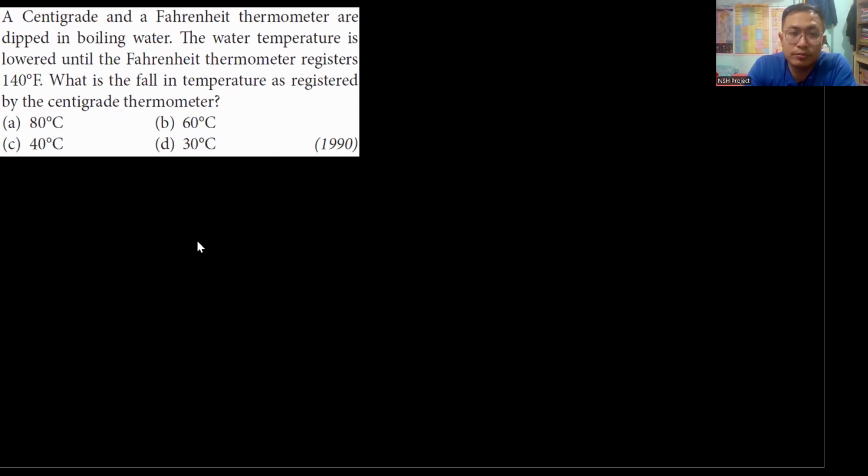A centigrade and a Fahrenheit thermometer are dipped in boiling water. The water temperature is lowered until the Fahrenheit thermometer registers 140 degree Fahrenheit. What is the fall in temperature as registered by the centigrade thermometer? So it's very simple. We have the 140 degree Fahrenheit Celsius.